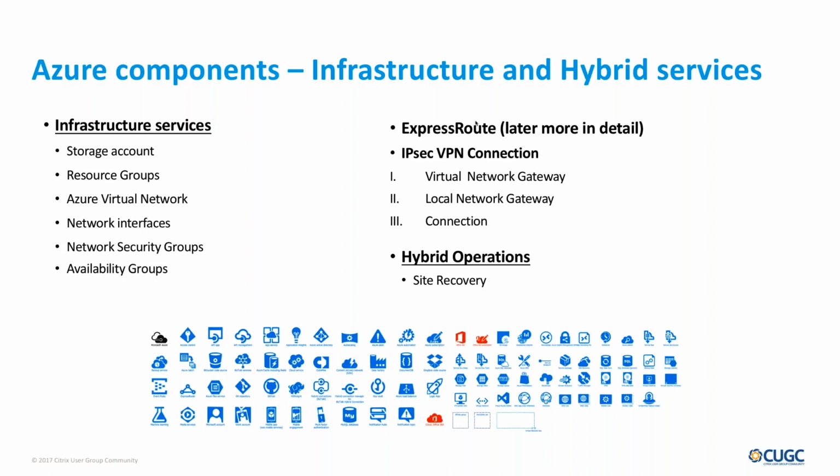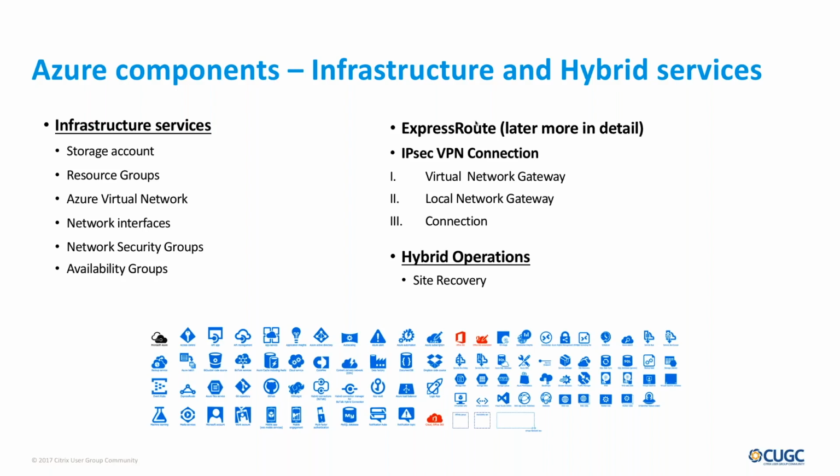ExpressRoute, later more in detail. ExpressRoute is the VPN connection to Microsoft Azure from inside the data center. But I'm not going to talk very much about this at this moment. Four slides later, I will cover this and also the IPsec VPN connection, which is bundled in 3 parts: a virtual network gateway, a local network gateway, and then a connection to combine them with each other and make up the actual connection to Microsoft Azure from inside your on-premise environment.